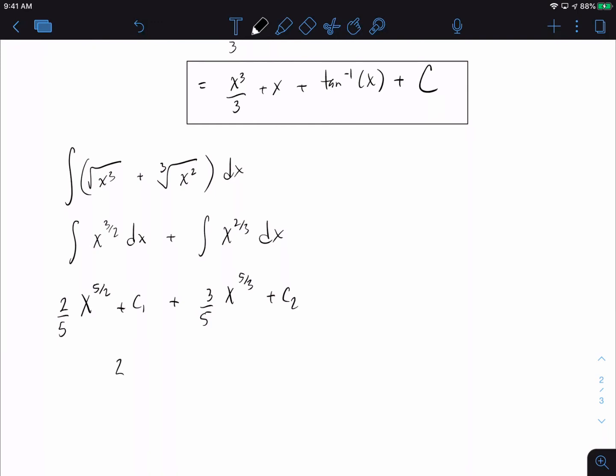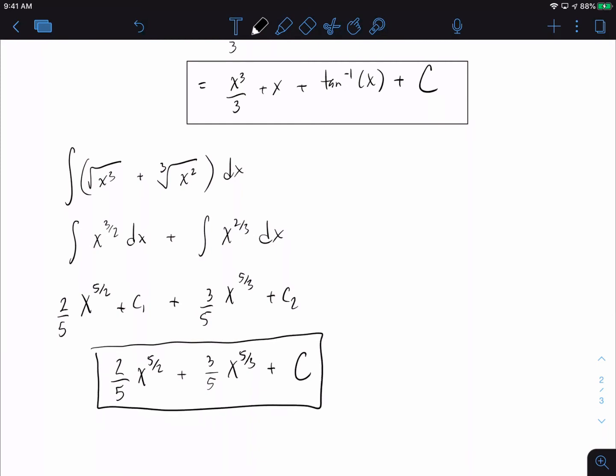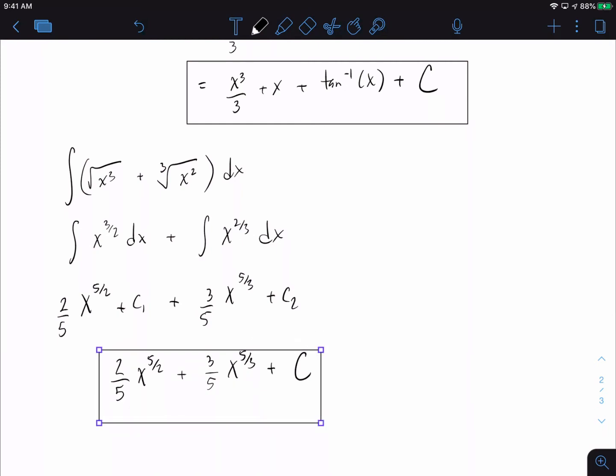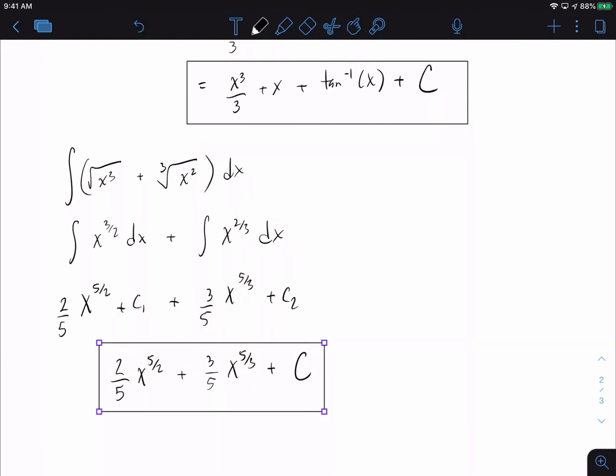And so my answer here is going to be 2/5 x to the 5/2 plus 3/5 x to the 5/3 plus a new constant, because those 2 constants give me a new constant. And so I get this as my answer. That should make sense. We could clean it up and put it under one denominator, but that's not that big a deal. That's a good enough answer for me.